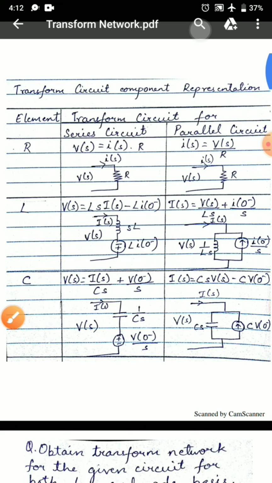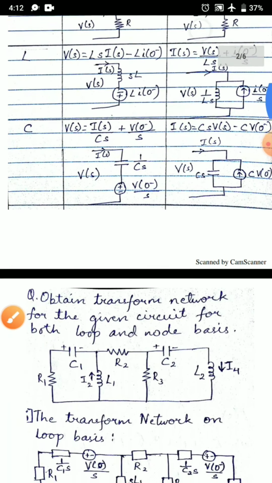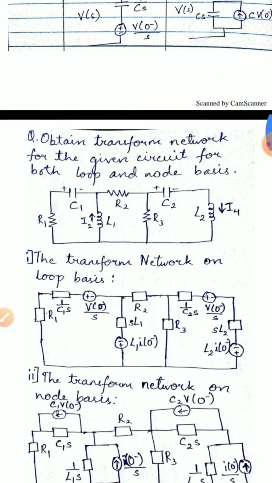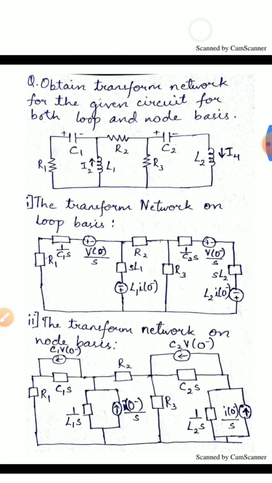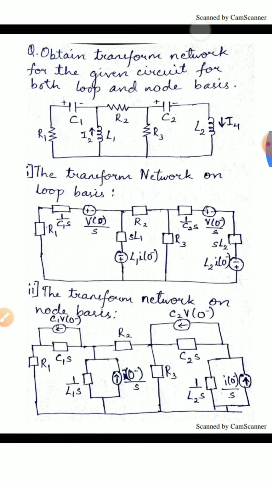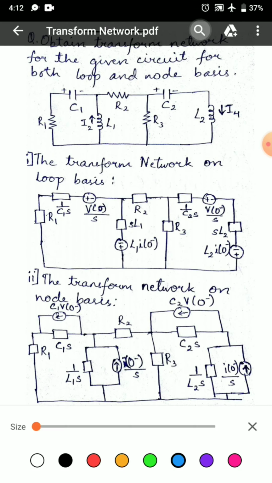Let us go through a numerical. If we have the circuit given here, obtain the transform network for the given circuit for both loop and node basis. We have a circuit here, and we need to find the loop basis and node basis equivalent transform circuit.